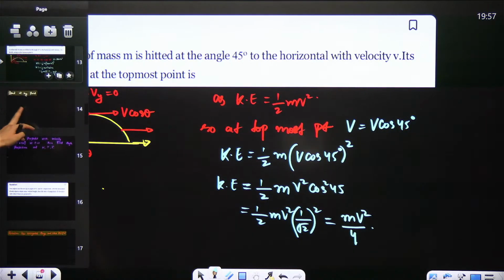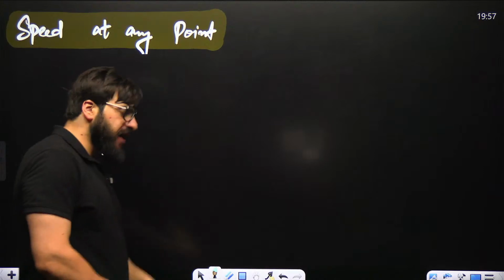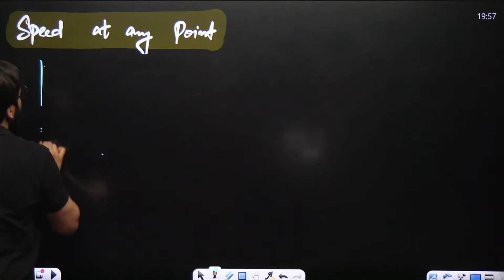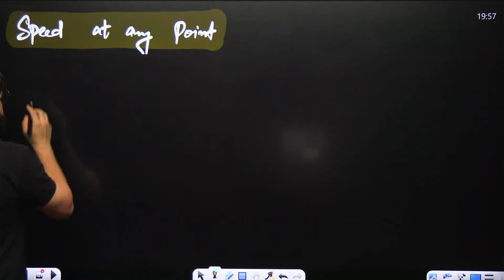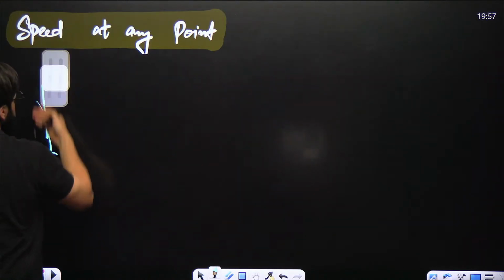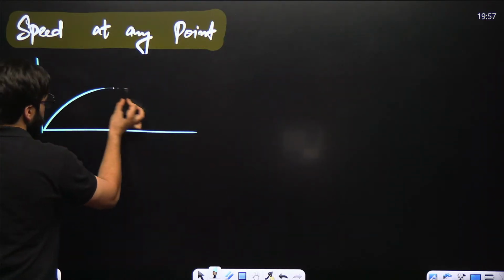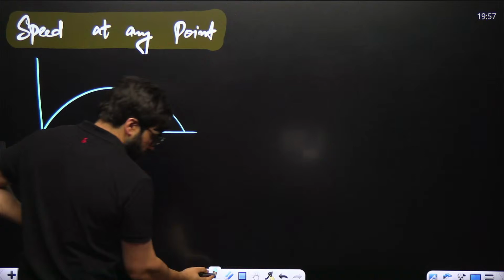Next, speed at any point. Guys, what is this? Let me make you understand this topic. See, let's suppose you are launching a projectile, something like this.